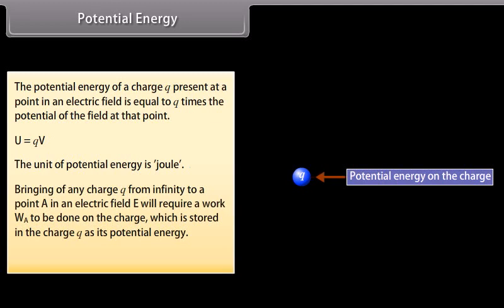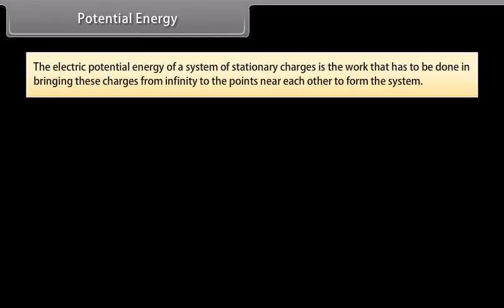Bringing any charge Q from infinity to a point A in an electric field E will require a work W A to be done on the charge, which is stored in the charge Q as its potential energy. U A is equal to Q V A. The electric potential energy of a system of stationary charges is the work that has to be done in bringing these charges from infinity to points near each other to form the system.